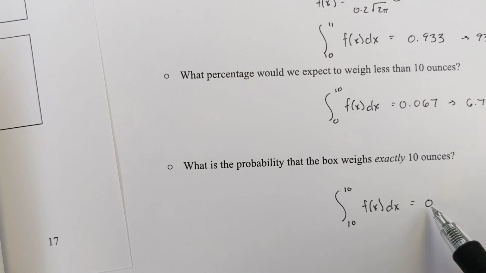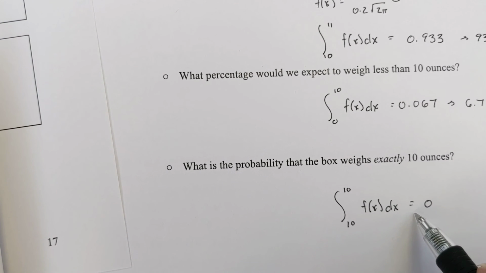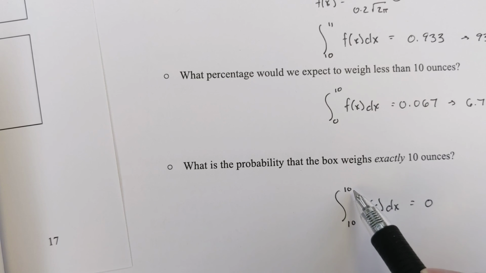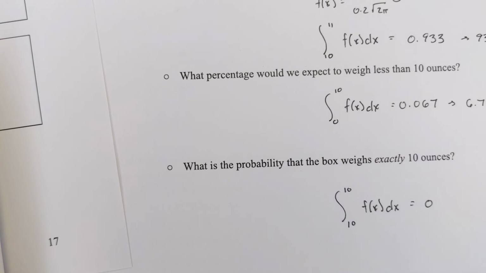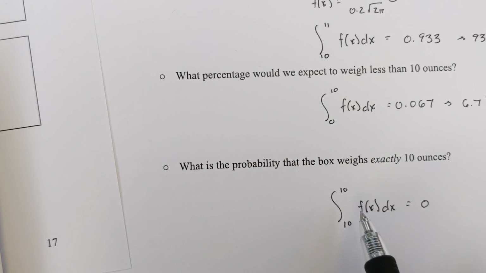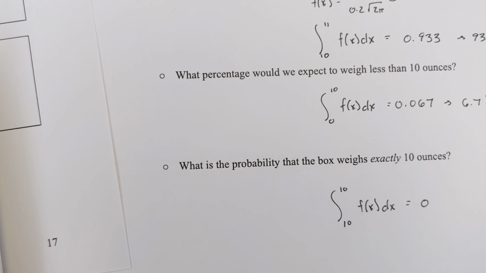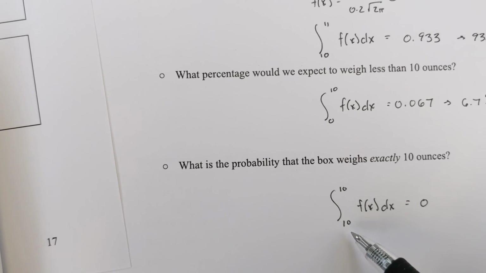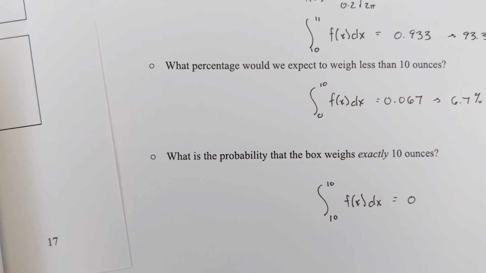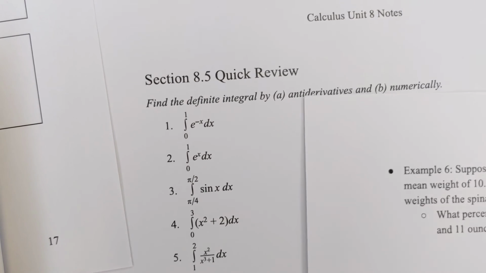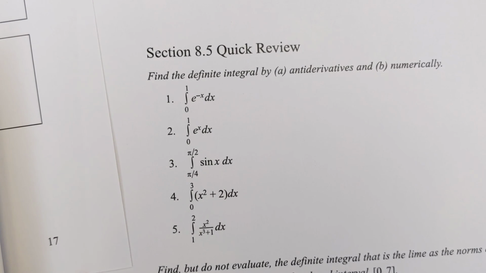But the reason it ends up being 0 mathematically is that the likelihood of getting one exact value out of an infinite distribution of them is 0. There's an infinite number of possible weights. The likelihood of getting one exact weight is essentially 0, because you're dividing 1 out of infinity. Even though technically, there probably are boxes that weigh exactly 10 ounces. All right, and that brings us to the end of the section.